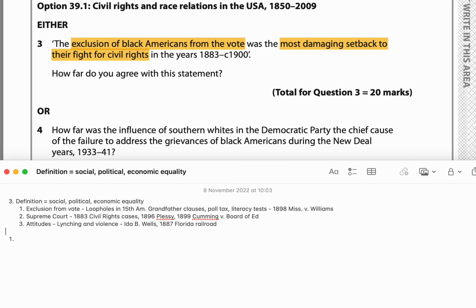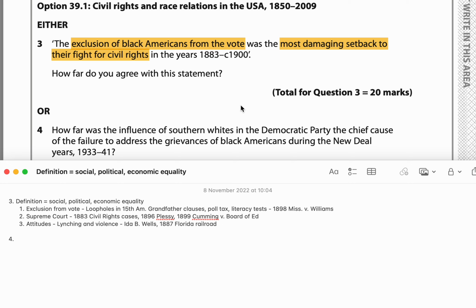Okay, let's go for question 4 then. So the question here is, how far was the influence of Southern whites in the Democrat Party the chief cause of the failure to address the grievances of Black Americans during the New Deal years?